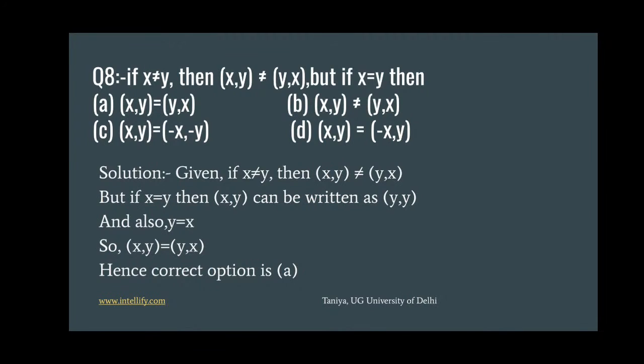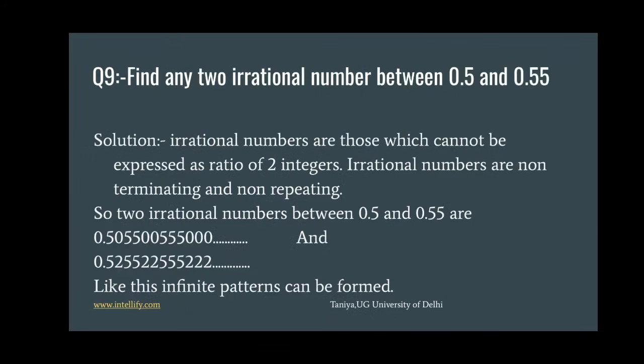If x is equal to y, then the point (x, y) can be written as (y, y), because x is equal to y, and y will also be equal to x as x is equal to y. So (x, y) can be written as (y, x), which is the option A, so the correct option is A.